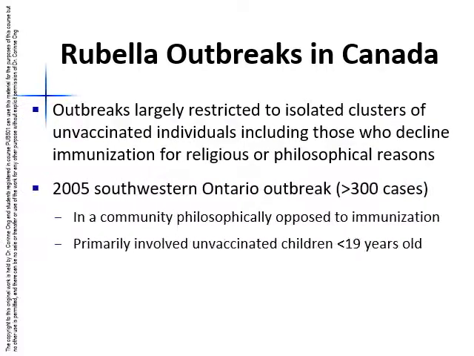We've not had any rubella outbreaks in the past decade, and the last one was in 2005 in southwestern Ontario that I alluded to on the slide with the historical epidemic curve. There were more than 300 cases, and 10 cases involved pregnant women. Most of the cases were children who had not been vaccinated. The community was philosophically opposed to immunization. We've seen this before with measles, with outbreaks that are largely restricted to isolated clusters of unvaccinated individuals who declined immunization for religious or philosophical reasons.